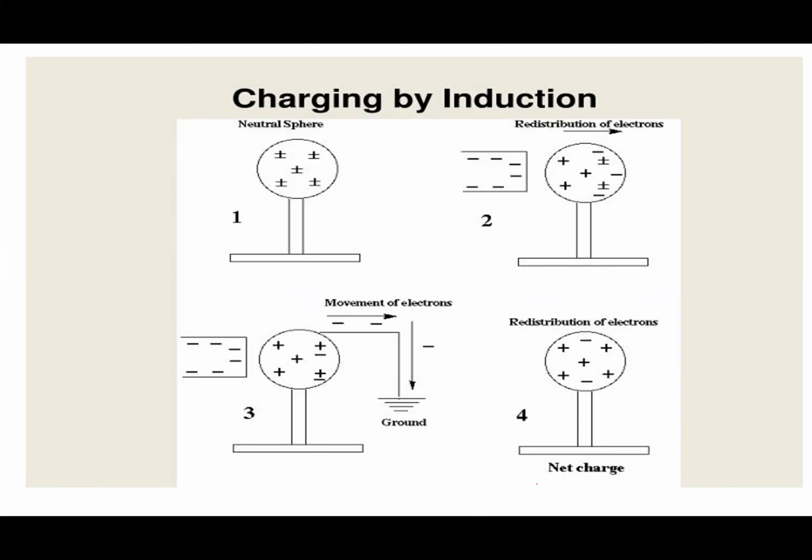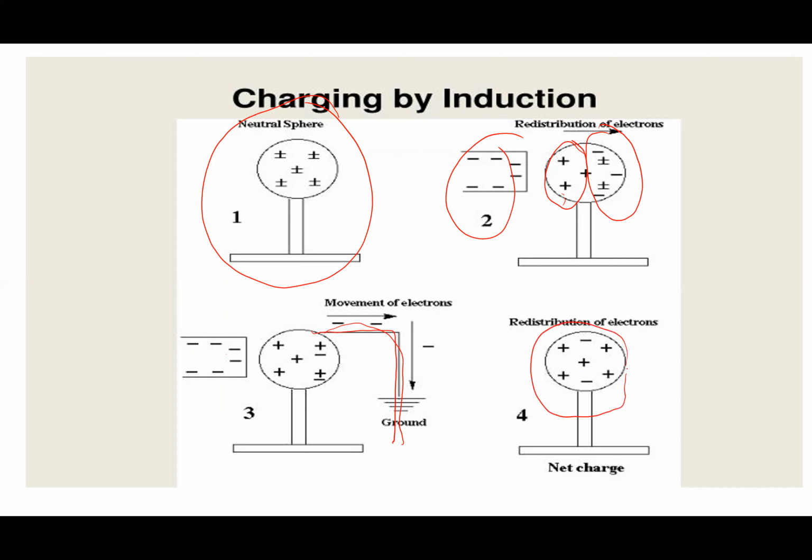Charging by induction, this is an example. This is neutral. You bring a negative charged object. So positive charges will stay here and negative charges will stay here. Here it is grounded. So from this, negative charges will transfer to the ground and the body will have positive charges and few traces of negative charges.